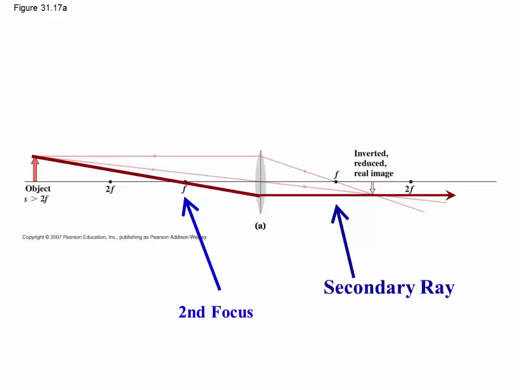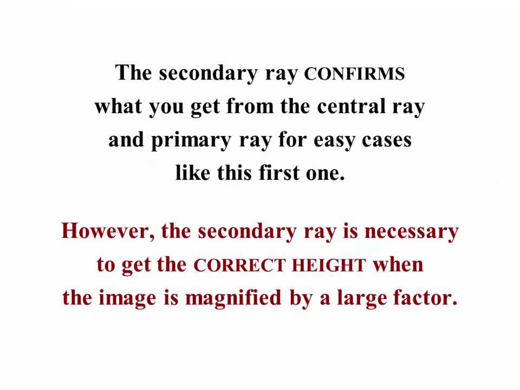Notice it does a nice job of confirming that you do have the image in the right spot, and like with mirrors, the secondary ray sets the height of the image, therefore it sets the magnification of the image. It's quite useful because of that. In this case, it just confirms what you got from the central ray and the primary ray. For easy cases, that'll always be the situation.